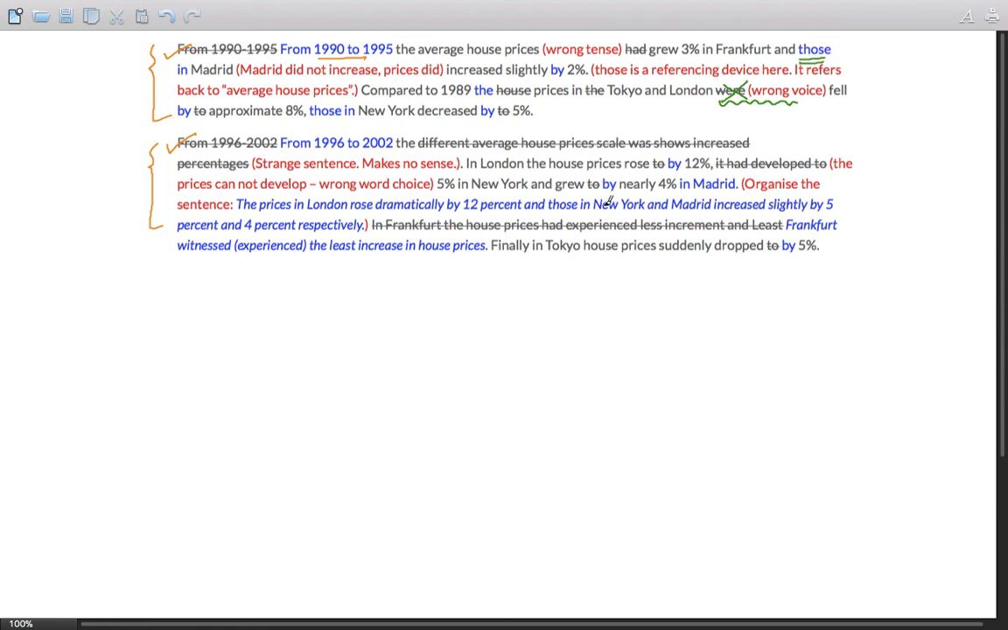So as I've told in numerous other videos, pronouns are an excellent referencing device, and that is exactly what I've written. Those is a referencing device. You can use it to refer back to the average house prices. So for instance, the sentence is, from 1990 to 95, the average house prices grew 3% in Frankfurt, and those in Madrid. Those refers back to the average house prices. Now, if you write the subject, that is average house price, first, then it is followed by the city, and there's an and, you should copy this structure over here.